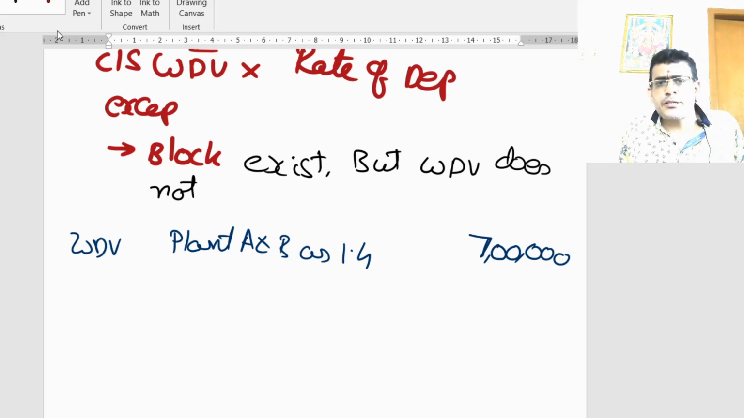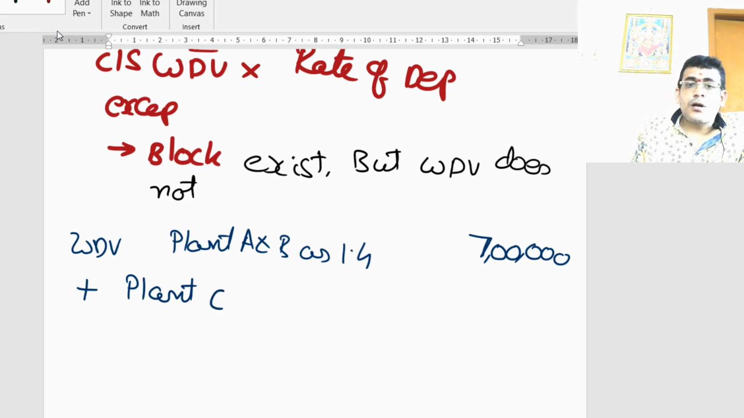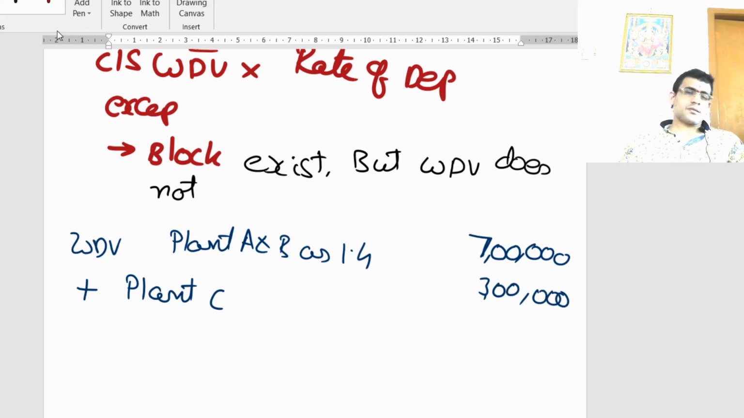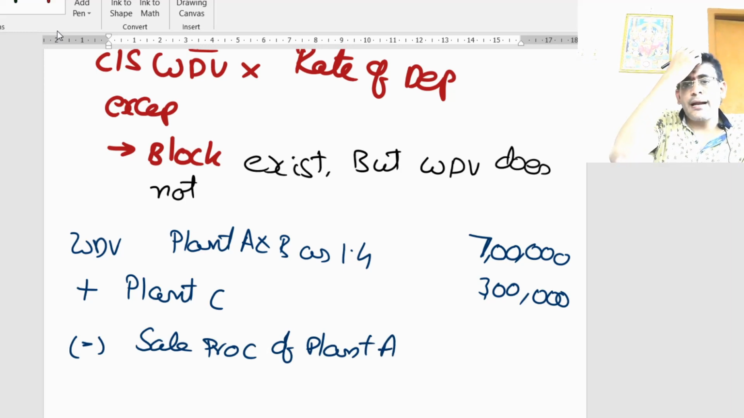Now, you purchased another asset, and let us call this C. Let us consider the cost of this asset to be 3 lakhs. Here, the date is not important. The asset may be acquired and put to use for more than 180 days or less than 180 days; whatever it is, it is immaterial at the present point of time. Less from this, what I need to do? Less sale proceeds of plant A.